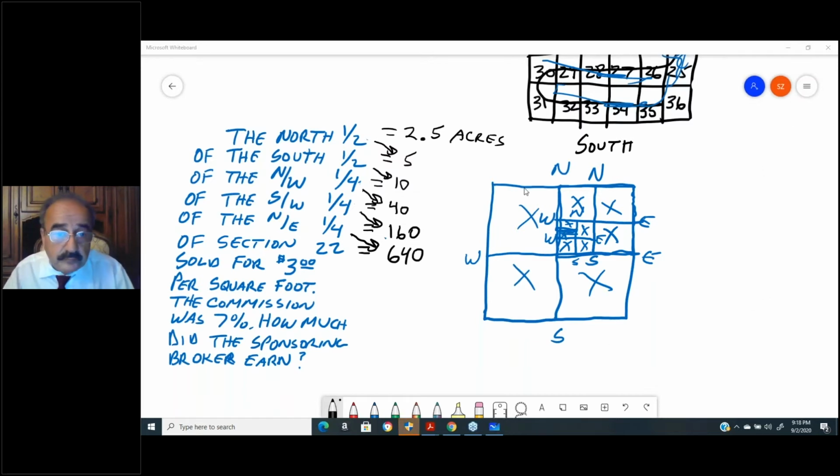Now, someone asked me, does the numbering always start in the upper right-hand corner? Numbering always starts off at the northeast corner, upper right-hand. The last number, 36, winds up on the southeast quarter, on the bottom right. So upper right is where it starts, bottom right is where it ends.